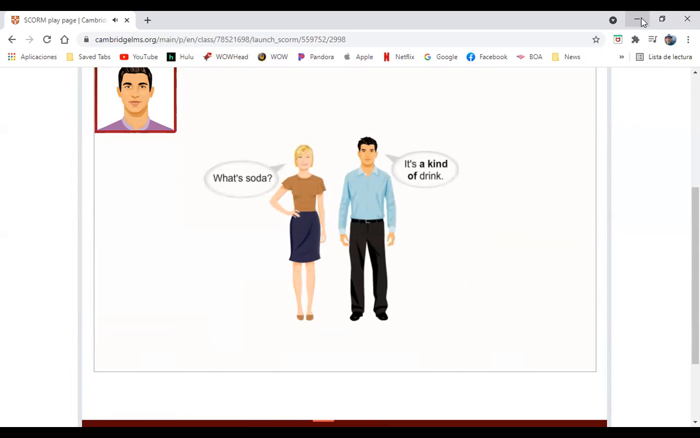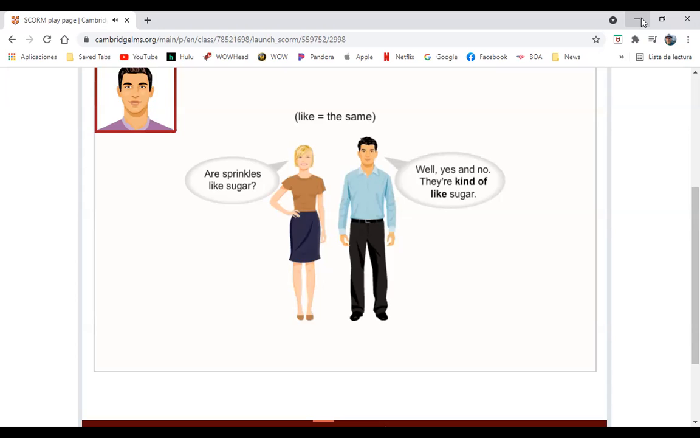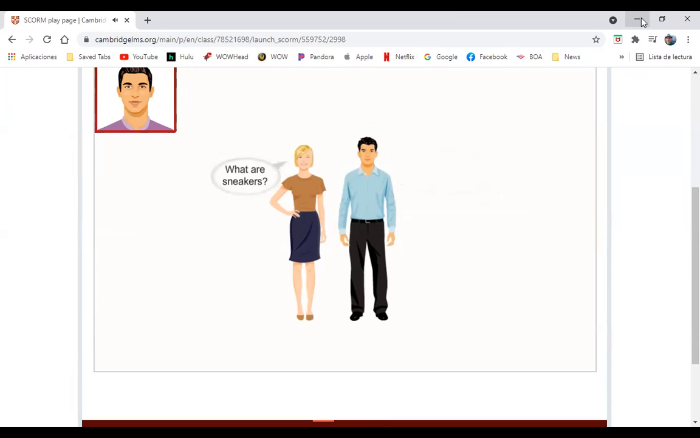Now, listen to the conversation. Are sprinkles like sugar? Like means the same. Well, yes and no. They're kind of like sugar. They're kind of like sugar explains the word sprinkles. Here are some more examples. What's a cap? It's kind of like a hat. What are sneakers? They're kind of like shoes.